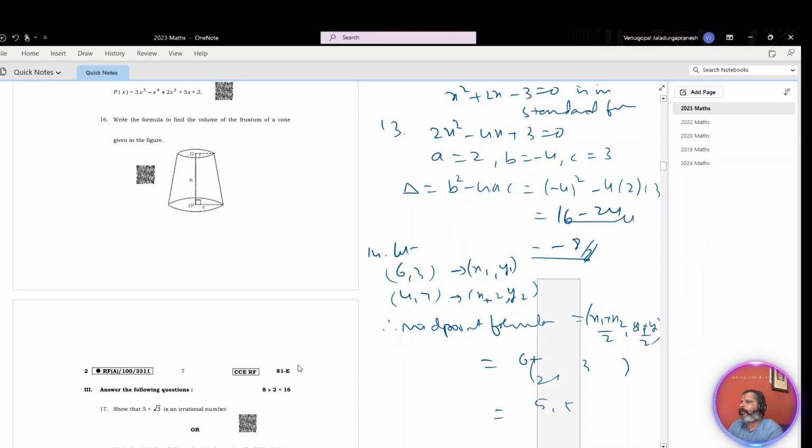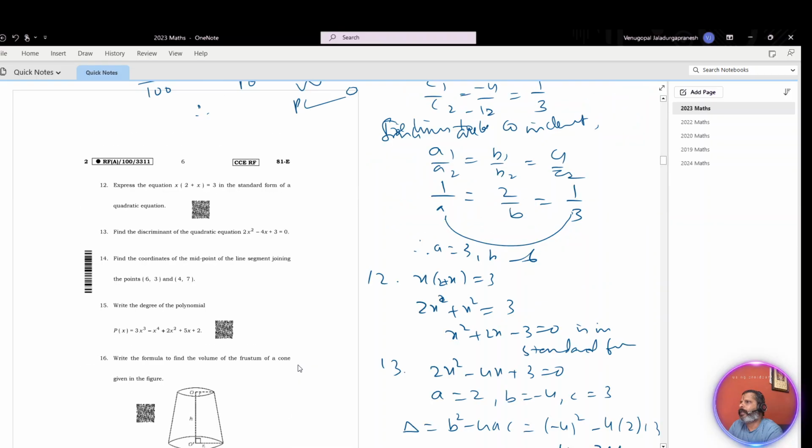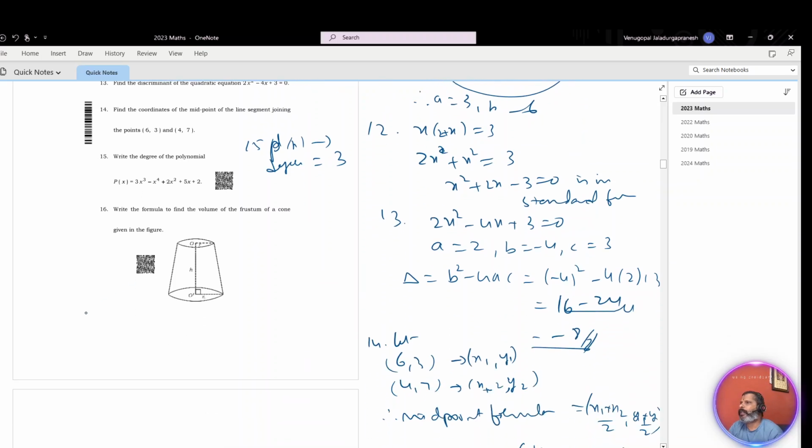We have to see the 15th. Okay, here. Write the degree of the polynomial. I'll write here only. Write the polynomial first, p of x. The degree is equal to the highest power of the variable, so 3 will be the degree. 16th, I'm writing here only. Find the volume of the frustum of a cone. This is not there in 2025, but still we can answer that.